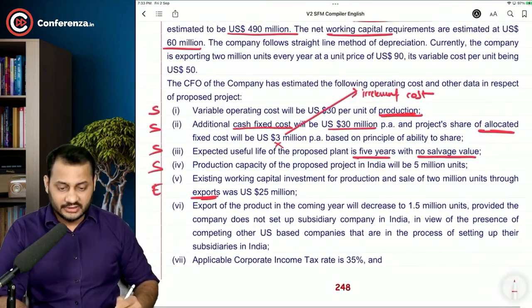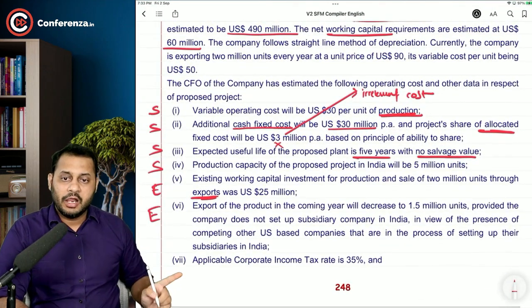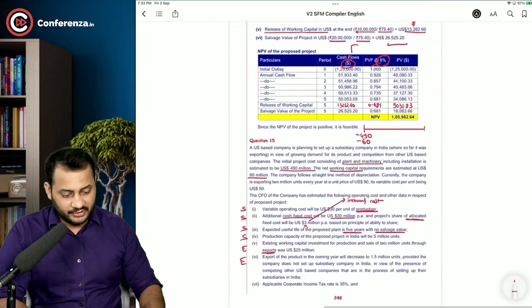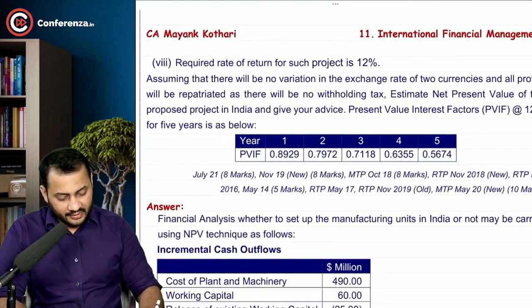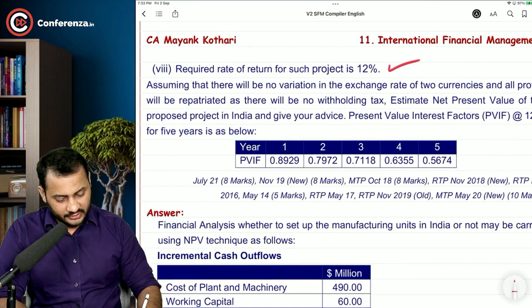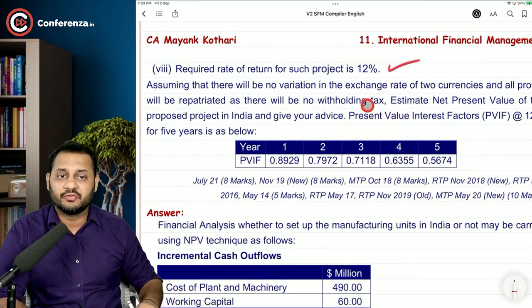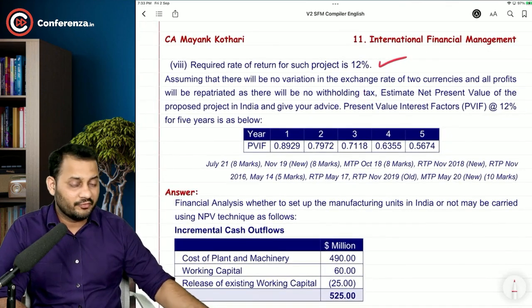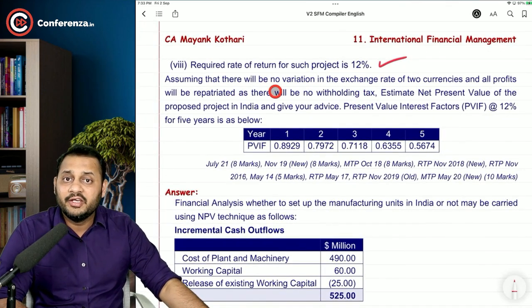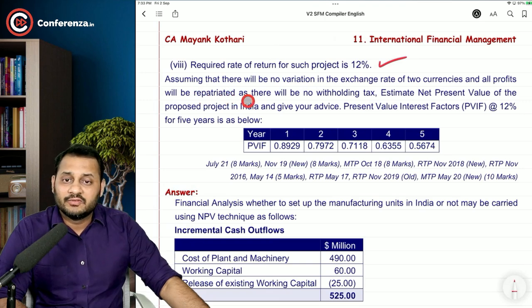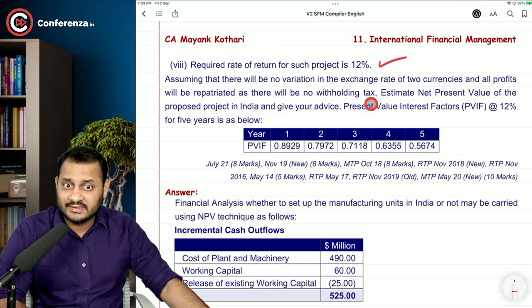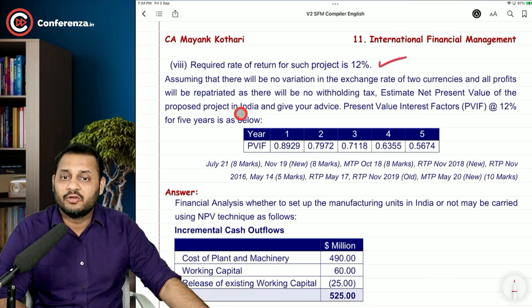So this is again information related to export. Applicable corporate tax rate is 35%. Required rate of return on such a project is 12%. Assuming that there will be no variation in the exchange rates of the two currencies and all the profits will be repatriated. No variation means you do not have to worry about conversion. Exchange rates will be similar. And all the profits will be repatriated, no withholding taxes. Estimate the net present value of the proposed project in India and give your advice.